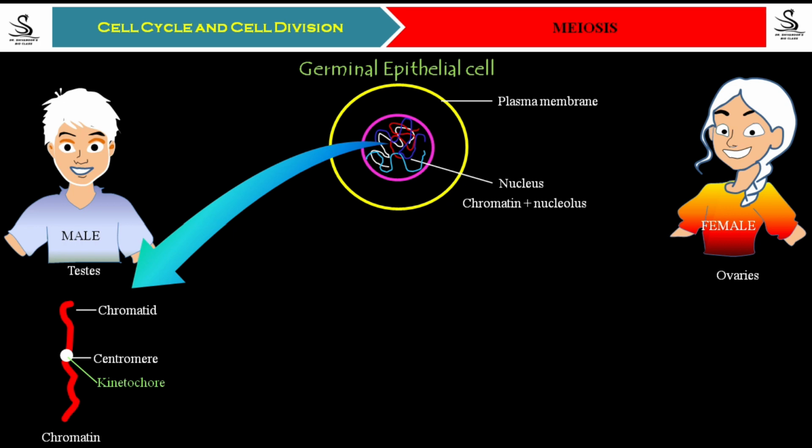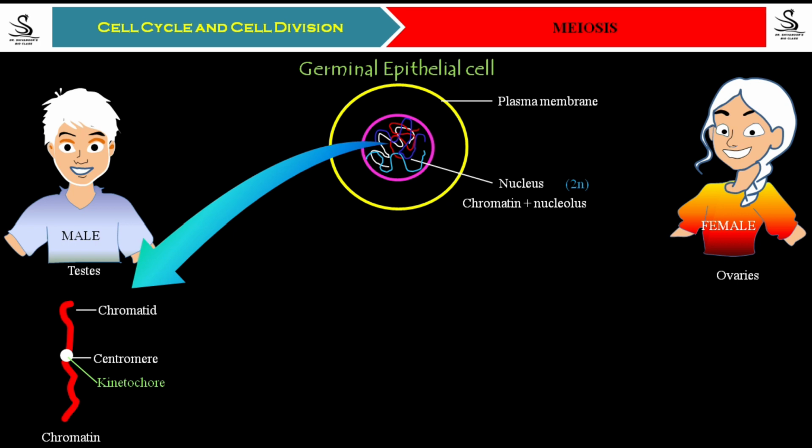It is the germinal epithelial cells. I hope you remember what I showed in the previous slide. So these are the germinal epithelial cells. You may consider them from the ovary, you may consider them from the testis, but these are the germinal epithelial cells. Okay, I told you a total of 46 chromosomes are there.